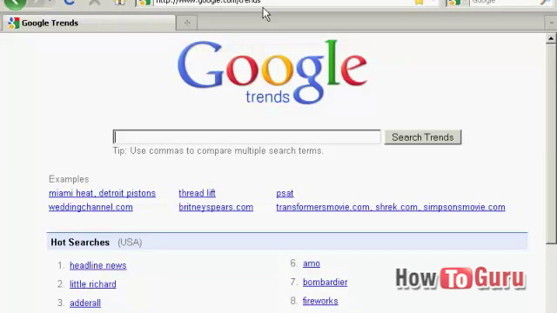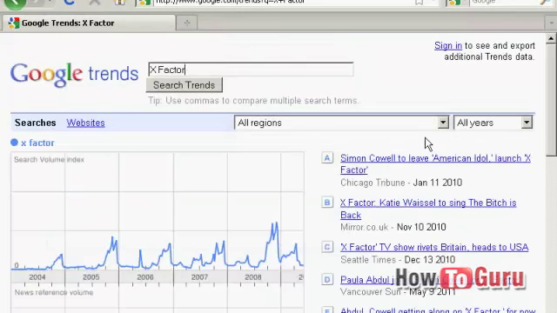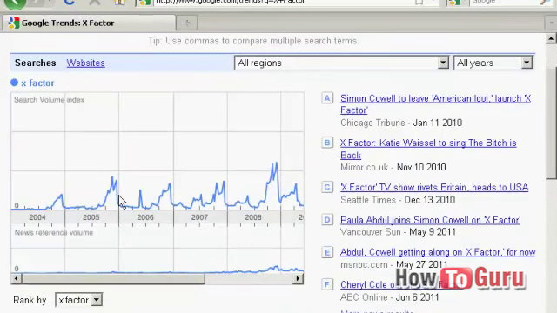Let's use a search term like X Factor, the talent TV show, and let's click on Search Trends. Now you can see that the pattern developed here is fairly consistent. Interest starts to build as the show is trailed, and then after the winner is announced it drops off and it's fairly flat again until the next year.